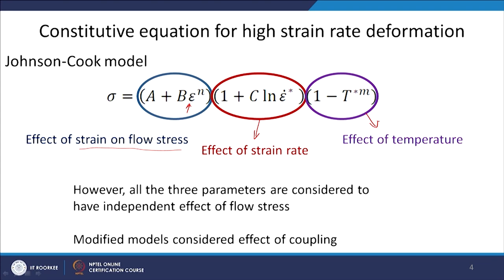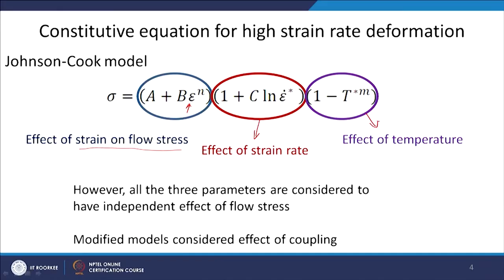However, in this Johnson-Cook model, the parameters are considered to have an independent effect. That means independently changing the strain rate is not going to influence the temperature and strain. Similarly, independently changing temperature is not going to affect the strain and strain rate, and so on. There will be only the effect of temperature on the stress, which usually may not be the case, because there is always interdependence of all these parameters, and they sometimes have a combined effect on the stress.